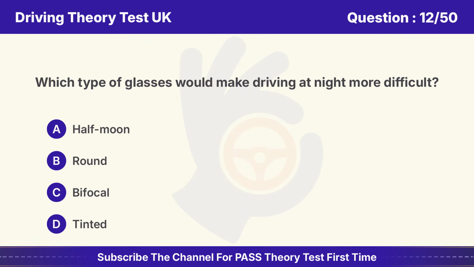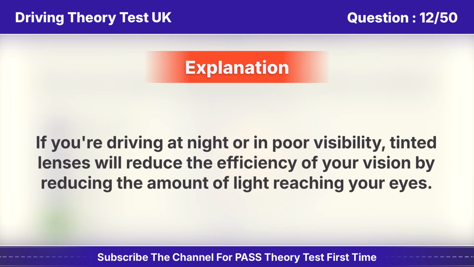Question 12. Which type of glasses would make driving at night more difficult? Answer is D. Tinted. If you're driving at night or in poor visibility, tinted lenses will reduce the efficiency of your vision by reducing the amount of light reaching your eyes.